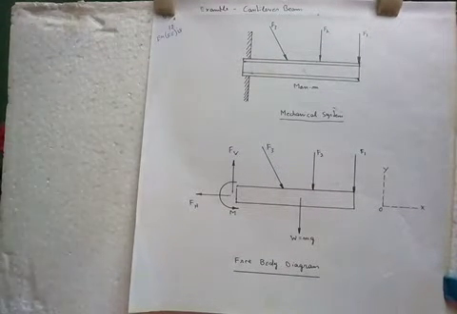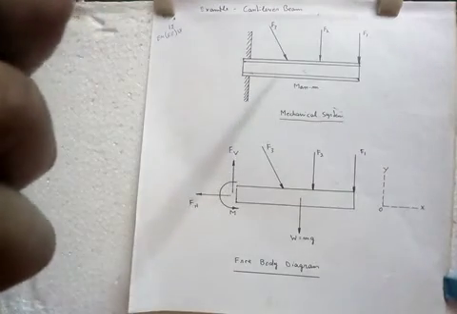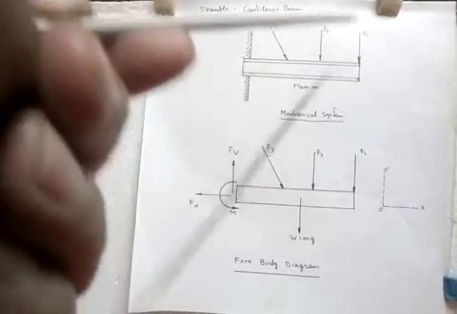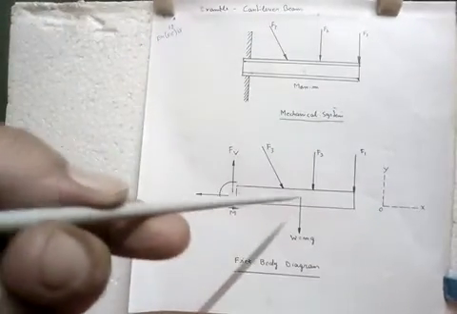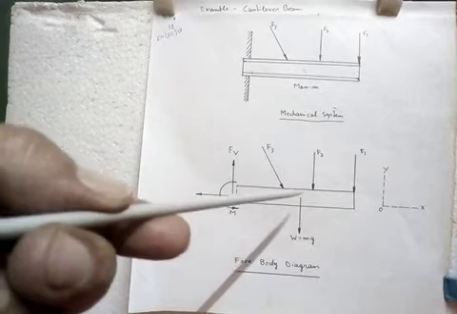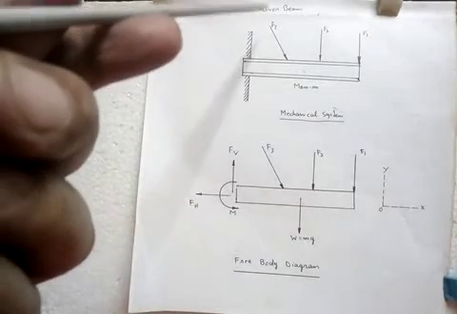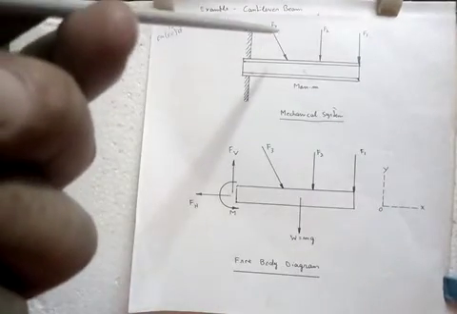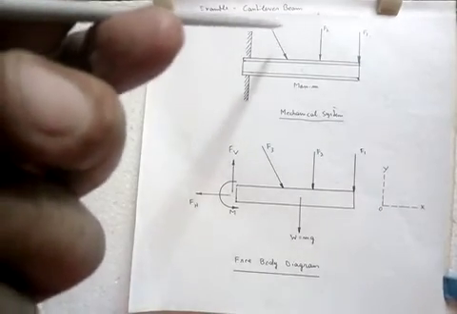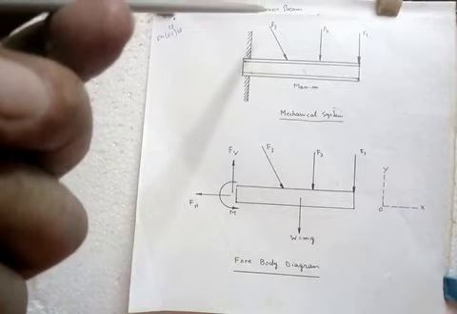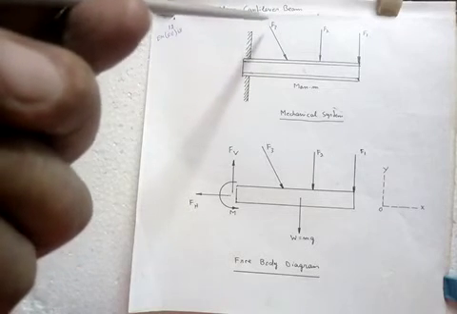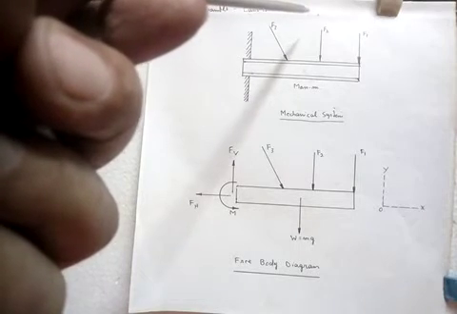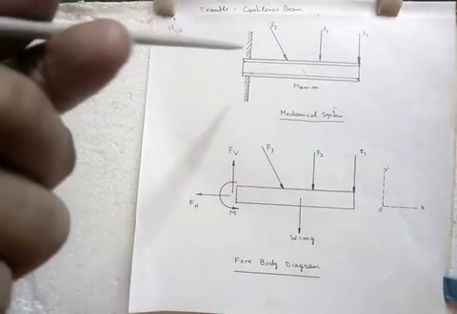So now let us see what are the vertical forces acting downward. F1 is one force, F2 is another force, and W is another, three forces directly acting vertically downward. And this F3 force is also acting downwards, but it is not vertical. So we have to resolve these forces into two components. One is vertically downward and another is horizontally in the right direction.